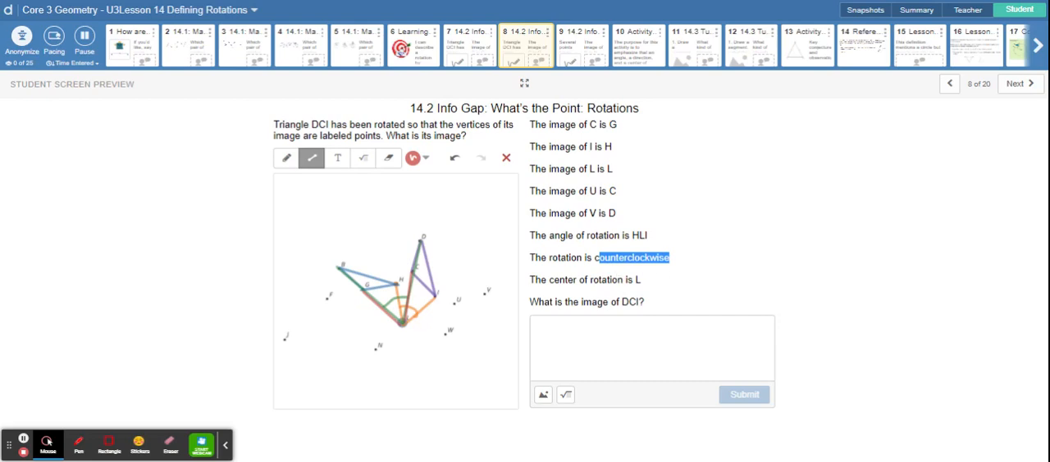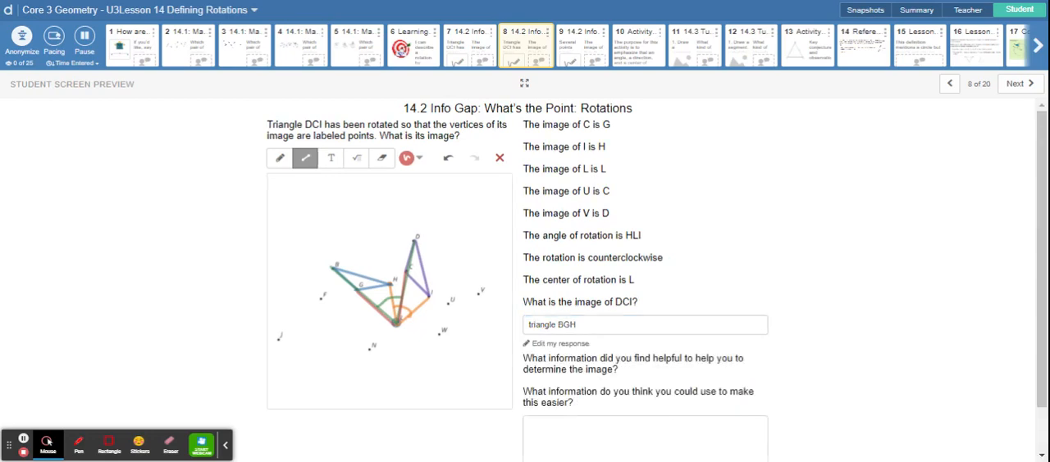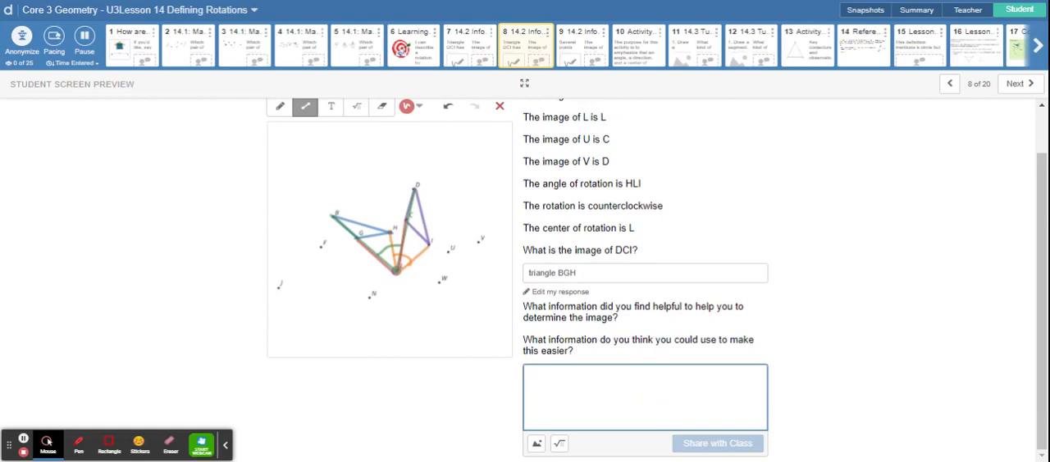I don't know how many degrees it is, but I at least have a name for it this time. So I can be sure that now I can say the image of DCI is definitely triangle BGH. D goes to B, C goes to G, and I goes to H. Okay, what was helpful here is that they gave us more information. Giving us the direction and angle really helped to visualize it.